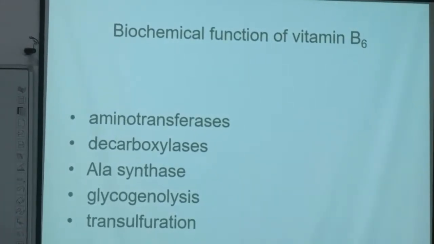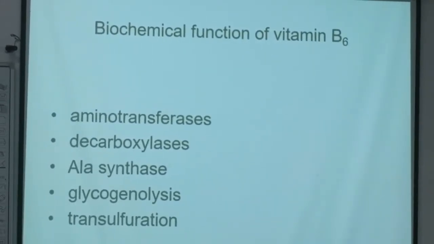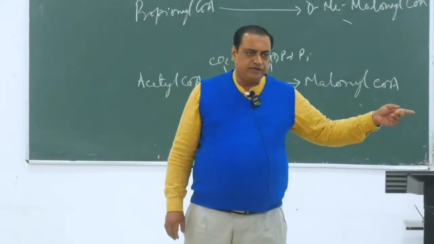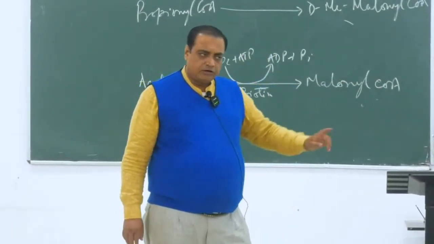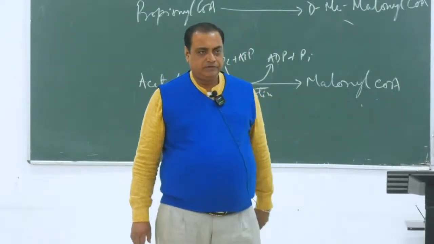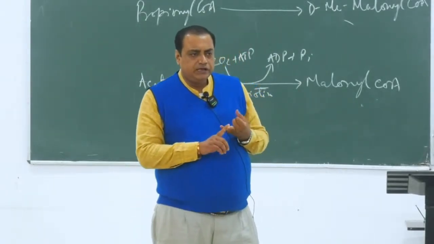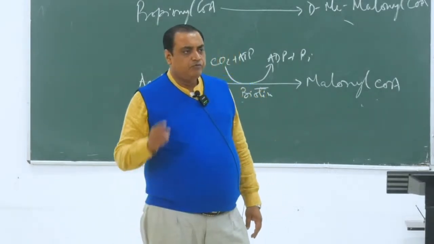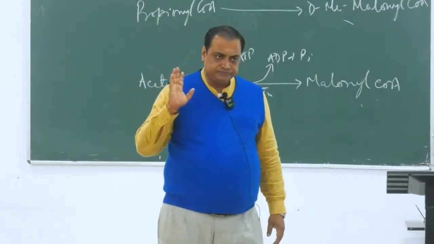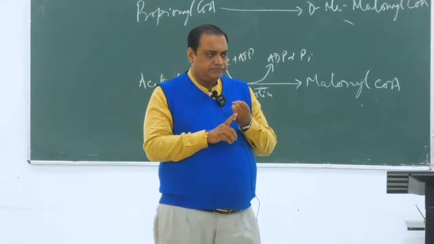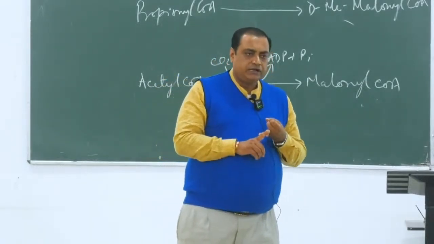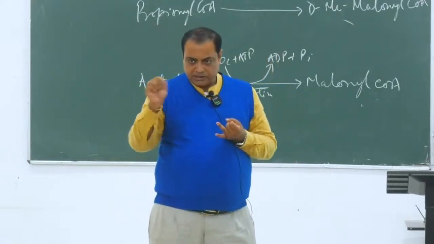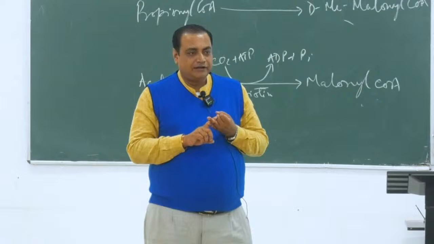Now the reactions which they participate in: biotin is required in carboxylation, pyridoxal phosphate is required in the opposite, decarboxylation. Pyridoxal phosphate is required in transamination. There are two reactions which cannot happen without pyridoxal phosphate. One is decarboxylation, another is transamination. Are there any exceptions? Yes, there is an exception. Write down the exceptions.